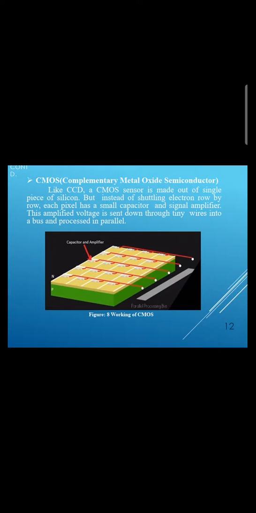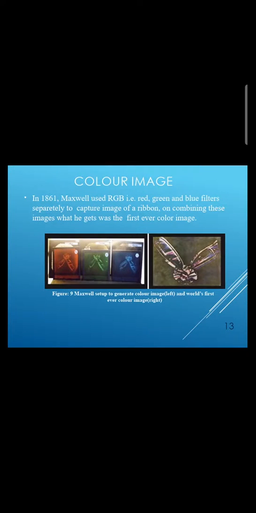CMOS, complementary metal oxide semiconductor. Like CCD, a CMOS sensor is made out of a single piece of silicon, but instead of shuttling electrons row by row, each pixel has a small capacitor and signal amplifier. This amplified voltage is sent down through tiny wires into a bus and processed in parallel.